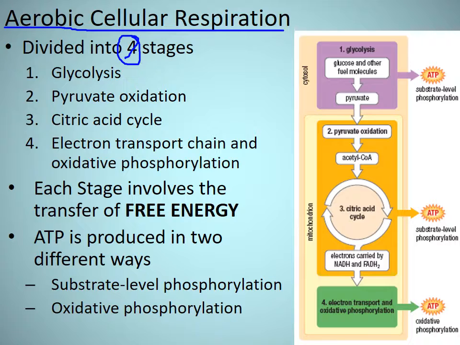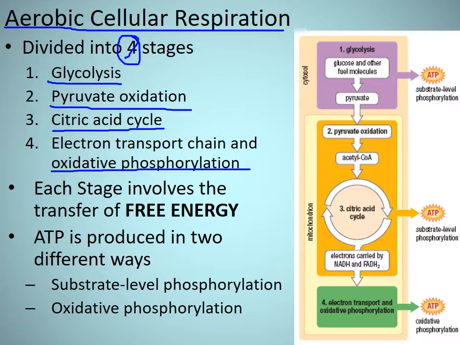All right: glycolysis, pyruvate oxidation, the citric acid cycle, and the electron transport chain. The electron transport chain is broken up into oxidative phosphorylation and chemiosmosis. They're 2 processes that occur during the electron transport chain, and they involve some specific steps in making our ATP.